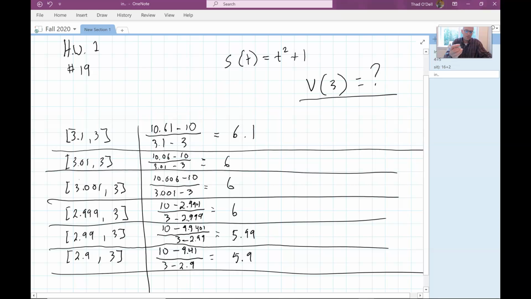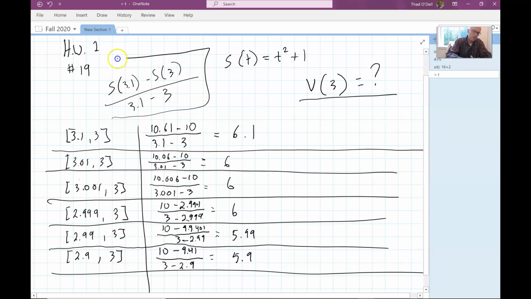Now, how am I calculating average rate of change? Basically, s of 3.1 minus s of 3, over 3.1 minus 3. This should look very familiar even before this class, because that's really just slope. You're taking a y value minus a y value and dividing by an x value minus an x value. So the change in y over the change in x is how we calculate slope in general. But it's also how we calculate the average slope over an interval, which is the average rate of change, and in this case it ends up being velocity.